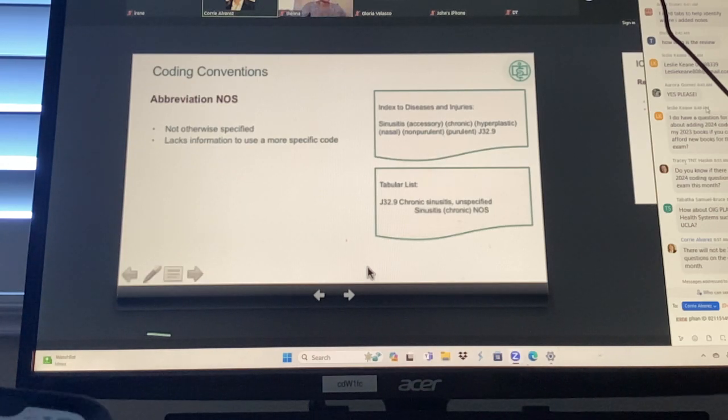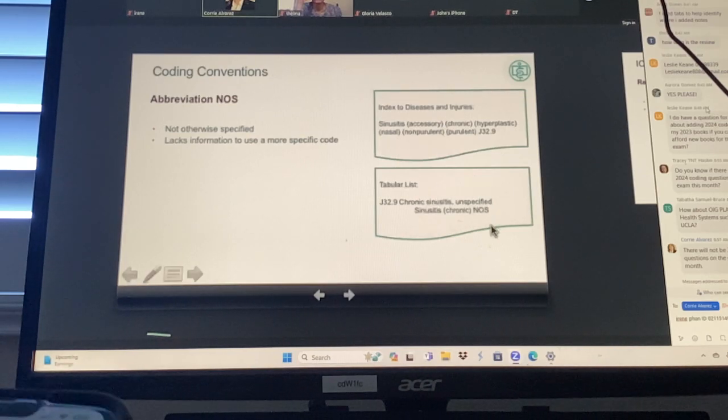What does NOS mean, for example, or what does NEC mean? So those are common questions that are asked. Just make sure that you are able to get to it and you understand how to code those. See how it says these are parenthetical notes here with the parentheses, and you either use them or lose them. And then here is NOS, not otherwise specified.